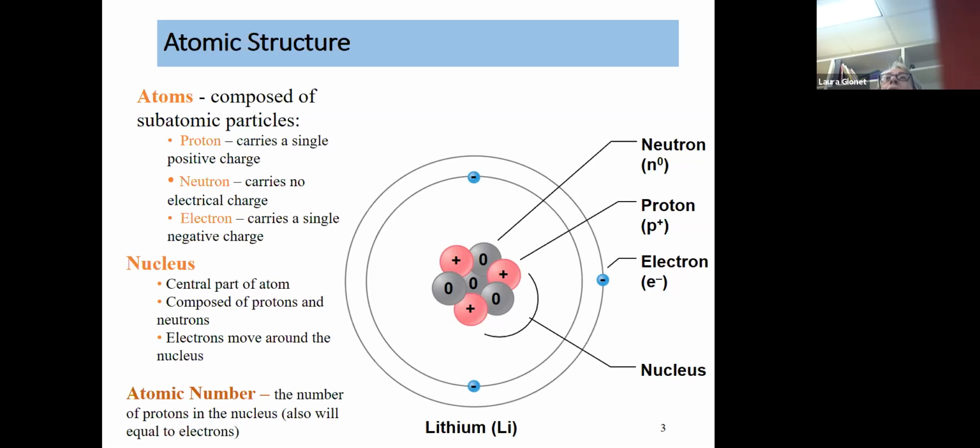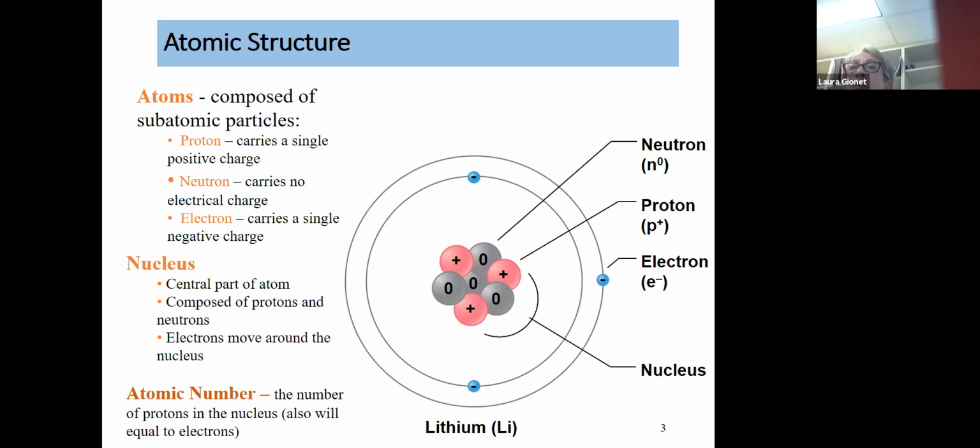Electrons are found at different energy levels, or what are called valence shells, radiating away from the nucleus. Things with mass are found in the nucleus, so that's why we find protons and neutrons there. And electrons move around at different energy levels, radiating away from the nucleus. The atomic number is the number of protons in the nucleus. This will also equal the number of electrons, at least initially, before they start to interact with other elements or atoms in their environment.